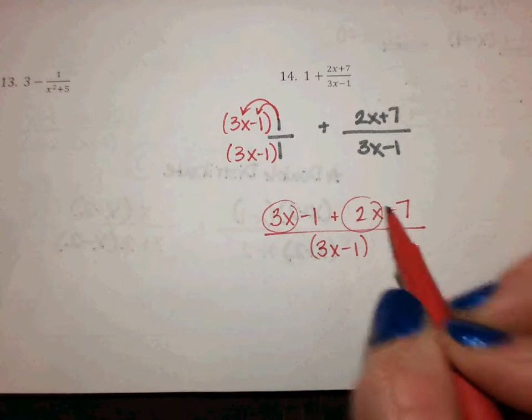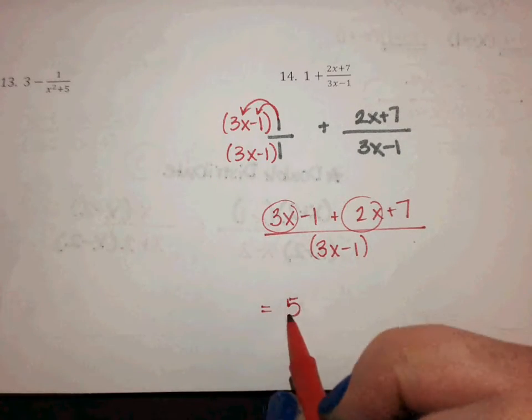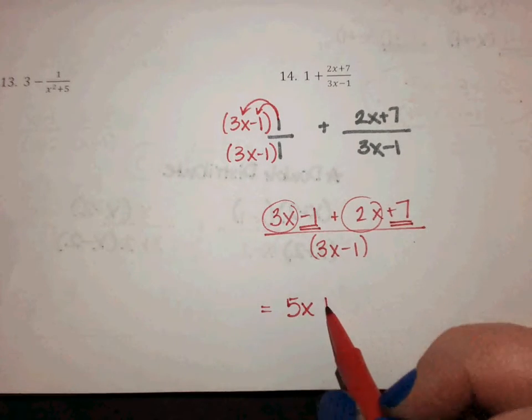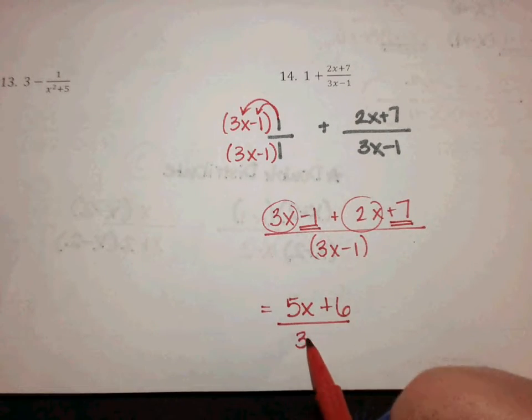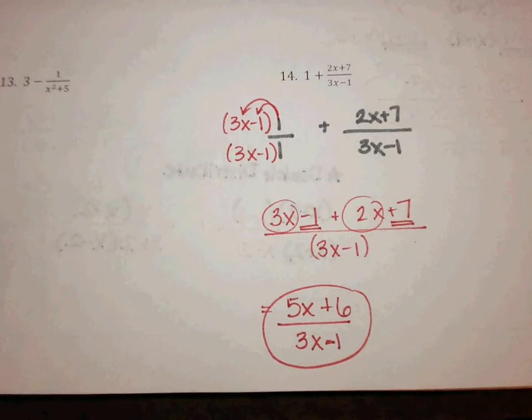What's 3x plus 2x? 5x, good, adding those together. And then negative 1 plus 7 gives me 6. Okay? Y'all got it?